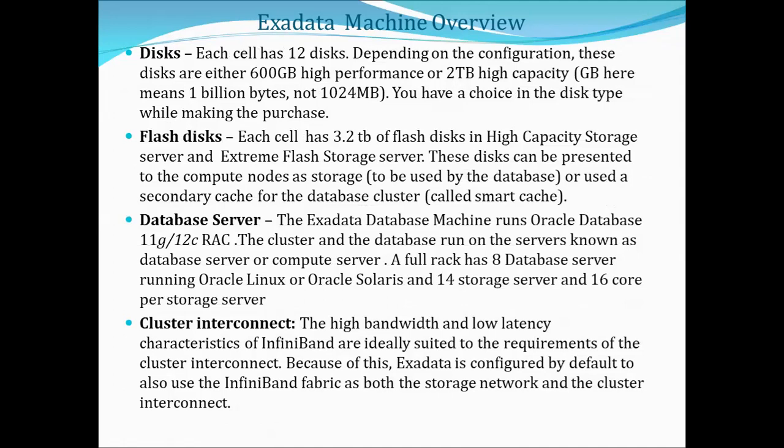So in an Exadata storage server, we have disks. Each cell has 12 disks. Depending on the configuration, these disks are either 600 GB high performance or 2 TB high capacity. In a storage server, we have flash disk as well. Each cell has 3.2 TB of flash disk in high capacity storage and extreme flash storage. Disk can be presented to the compute node as storage.